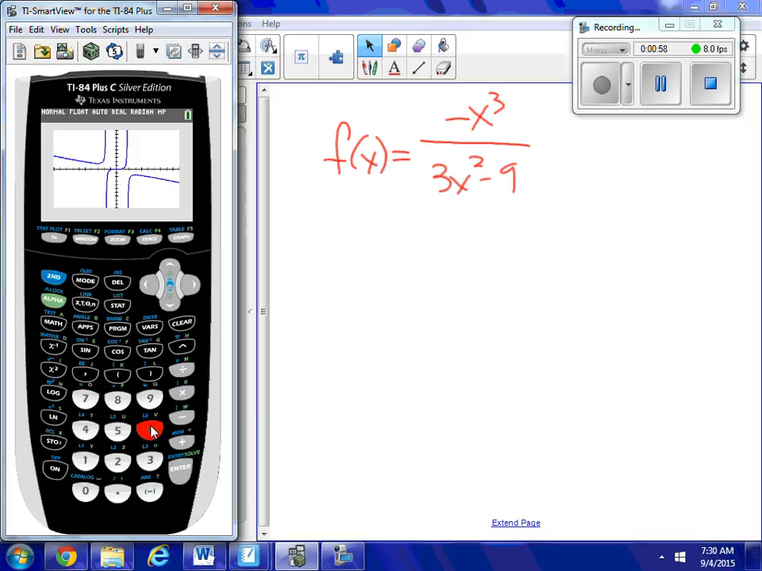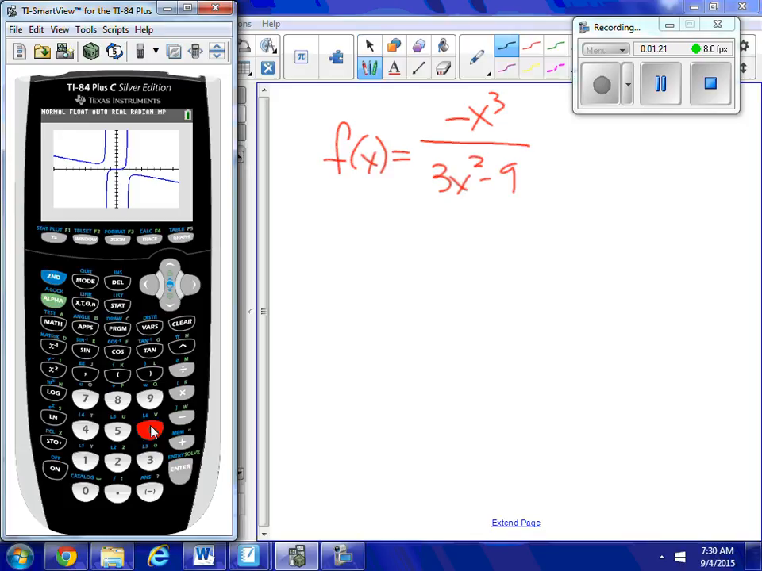And to me, it looks like it could be odd, because everything that's in quadrant 1 seems to be reflected in quadrant 3, and everything that's in quadrant 2 seems to be reflected in quadrant 4. So that would make it symmetrical over the origin. So I kind of think it might be odd, but now I'm going to test it algebraically.